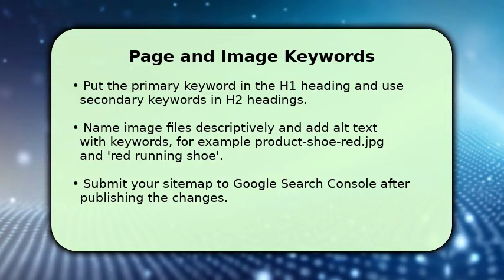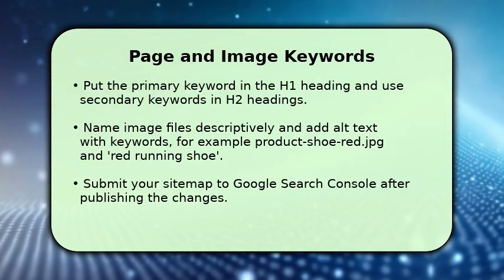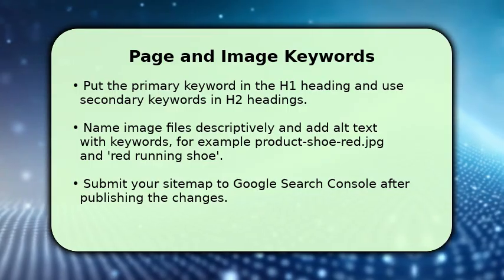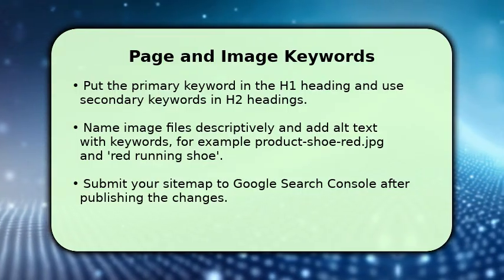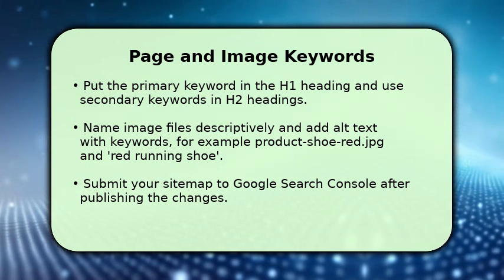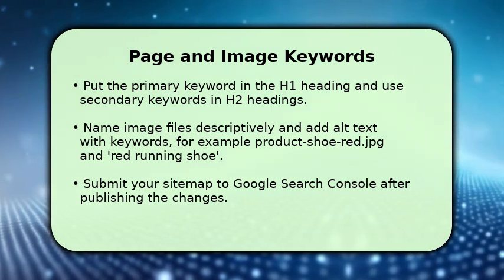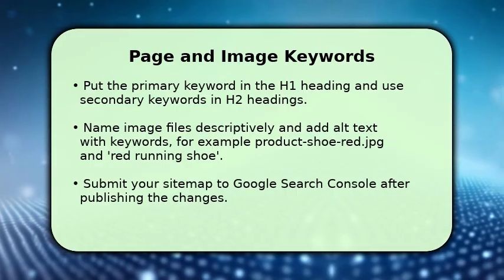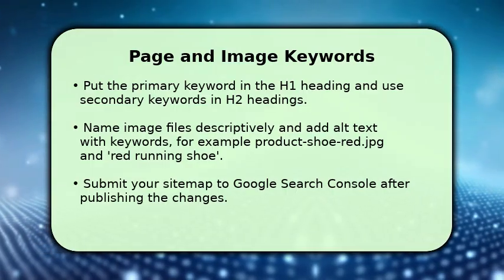Name image files descriptively and add alt text with keywords, for example, product-shoe-red.jpg and alt text "red running shoe" for accessibility and SEO value. Keep meta descriptions under 160 characters and titles under 70 characters for optimal display.